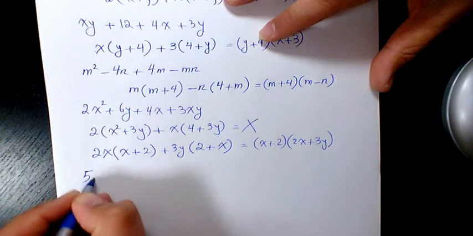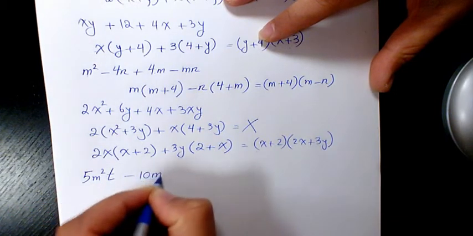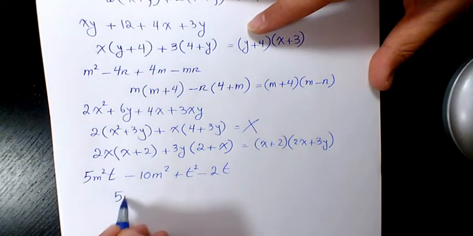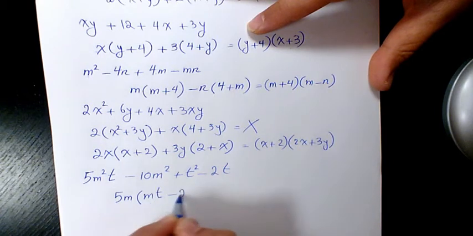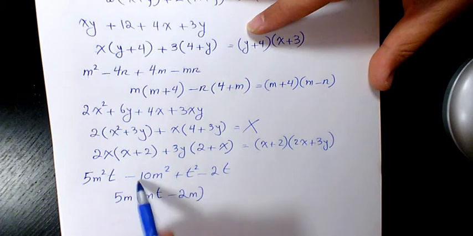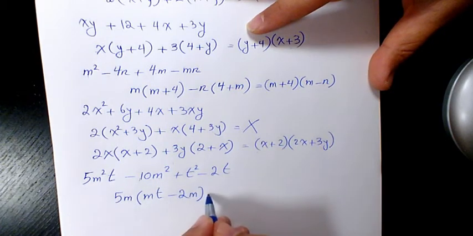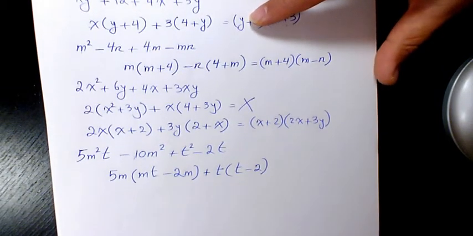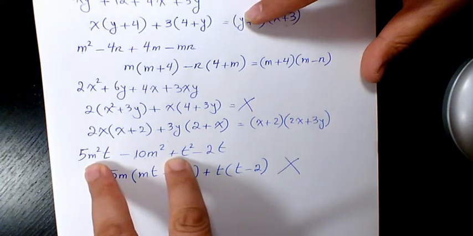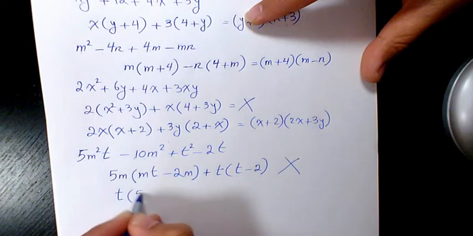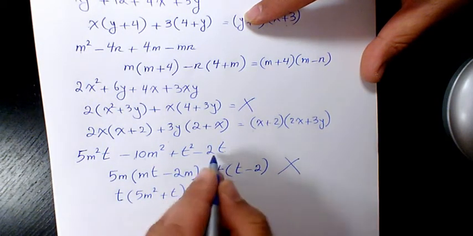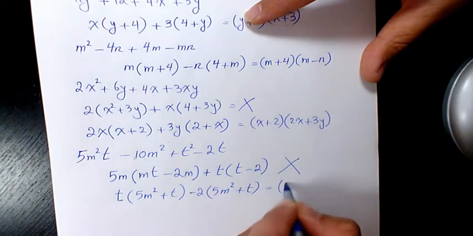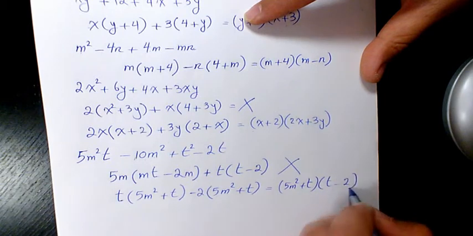Next one is going to be 5m squared t minus 10m squared plus t squared minus 2t. So here we have 5m squared, when you factor it, t minus 2, because negative 10m squared divided by 5m squared is going to be negative 2. And here, if you factor t, it is going to be t minus 2. So basically, it doesn't help us. But what if we group these two? The common term is going to be t. So you factor t, 5m squared plus t. And then between these two, you can factor negative 2, 5m squared plus t. Then you can factor 5m squared plus t. T minus 2 is going to be the final answer.